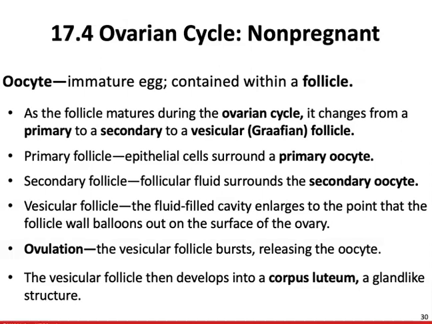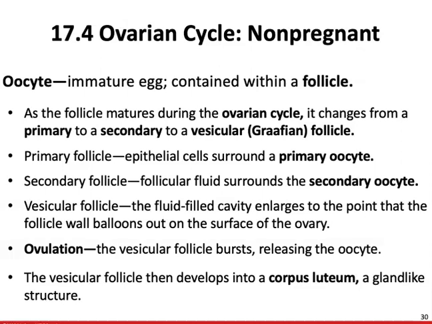All right, so the secondary oocyte is going to undergo meiosis II, but only if it is first fertilized by a sperm cell. If the cell remains unfertilized, it's never actually going to complete the process of meiosis, and it's going to die shortly after being released from the ovary. In the case of ovulation, the vesicular follicle is going to burst, releasing that oocyte. The vesicular follicle is then going to develop into a corpus luteum, which is a gland-like structure. If the egg is not fertilized, the corpus luteum is going to disintegrate.